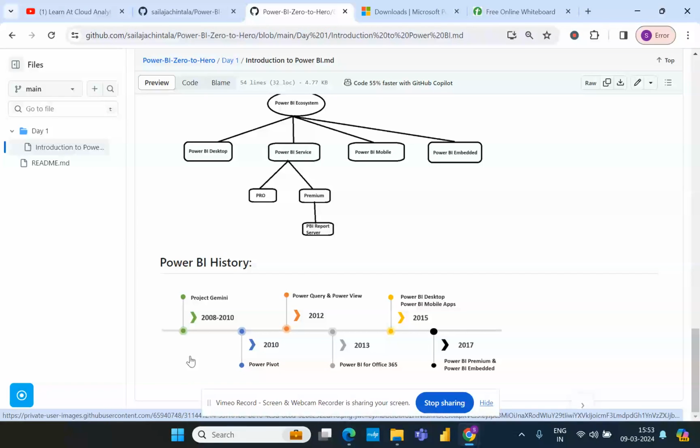So they envisioned building a modern cloud-based business intelligence platform with the help of Power BI for Office 365, and that is when it all started off. And what happened later on is, for the first time in July 2015, Microsoft made Power BI generally available as a standalone product separate from the Office 365 subscription.